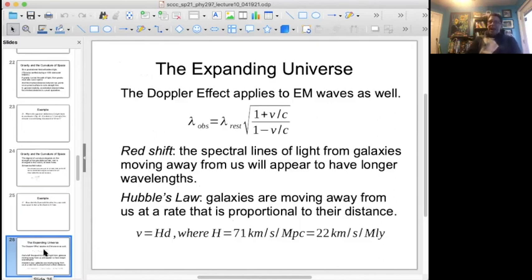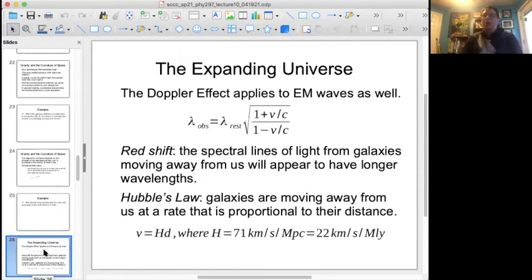So how do we observe the universe? How do we measure distances? How do we measure velocities? Well, much like sound, light and electromagnetic radiation consists of waves. And any wave is subject to the Doppler effect, meaning its frequency or its wavelength will be shifted depending on how quickly it's moving.